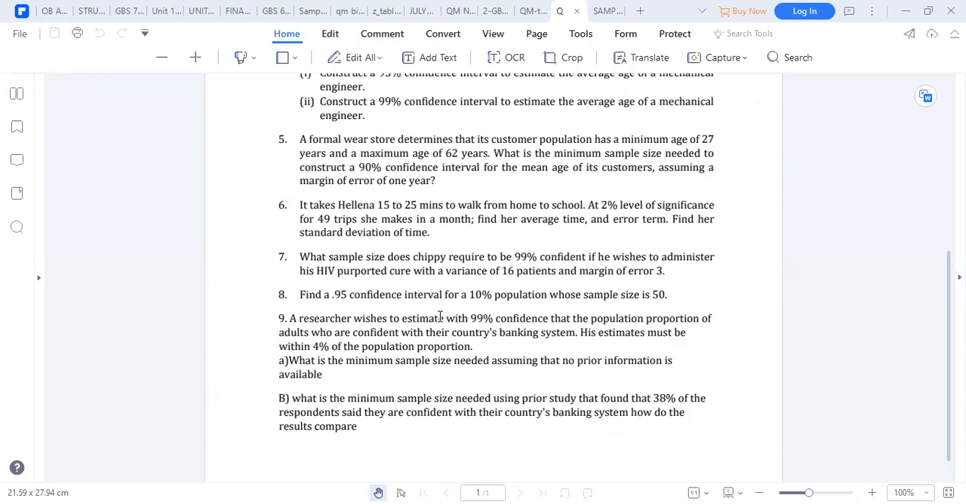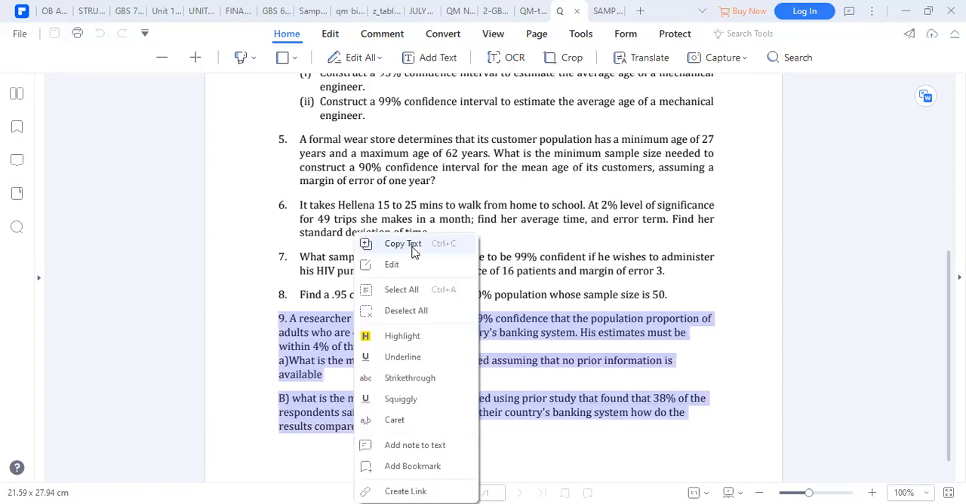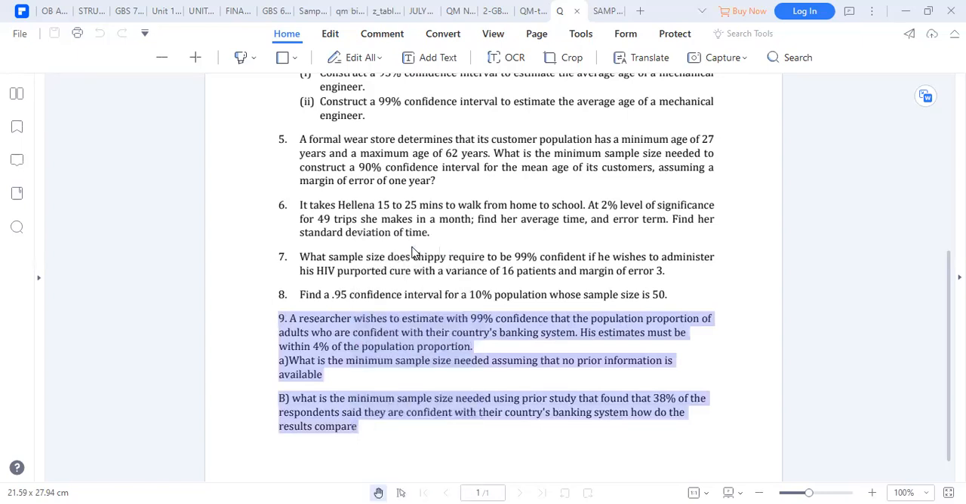A researcher wishes to estimate, with 99% confidence, the proportion of adults who are confident about the country's banking system. He estimates to be within 4%. The word within is the same as error. What is the minimum sample size needed? Here they are looking for N. Whenever they ask what sample size is needed, they're looking for N.